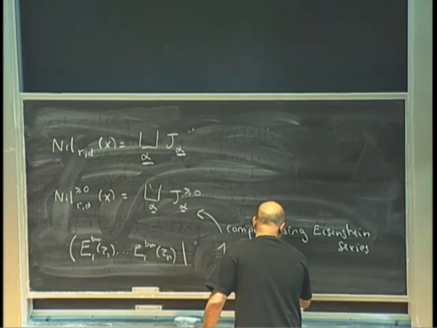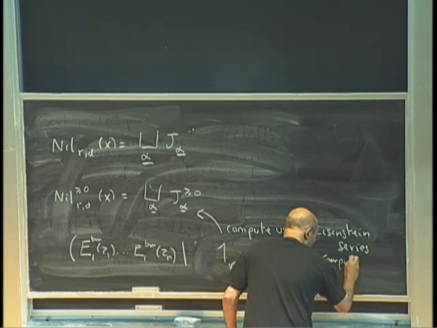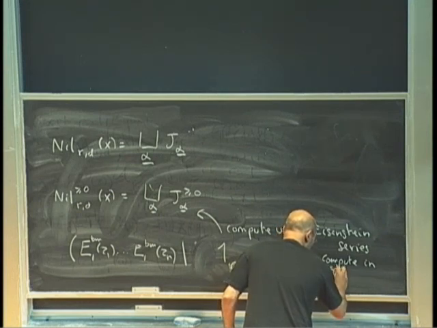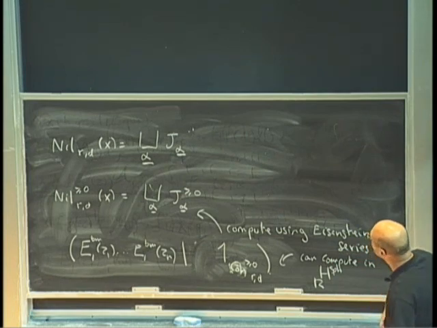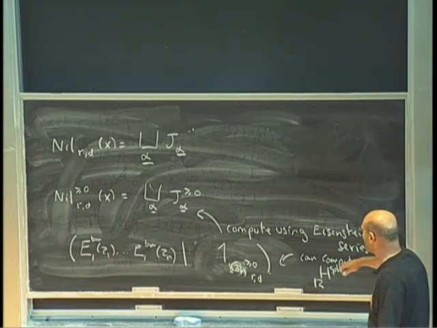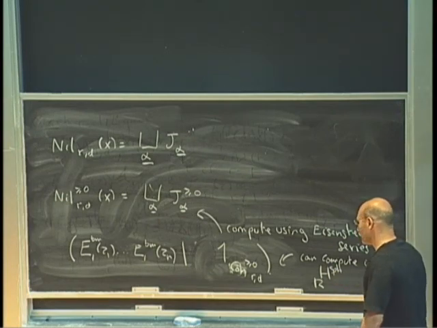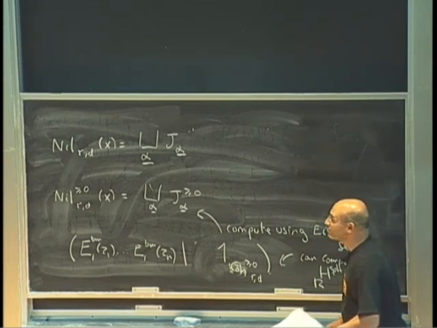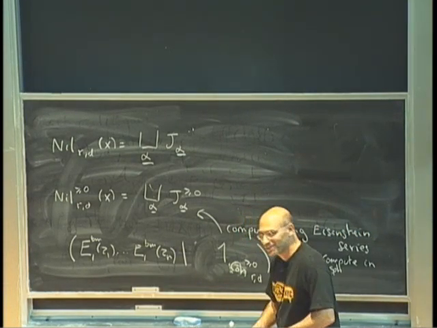So this can be computed in this generic ring, and you can also get an explicit formula. And I wrote for you the formula in rank 2. So this is how you can use ideas from Eisenstein series to compute the number of indecomposables. Okay, sorry for a sloppy ending.